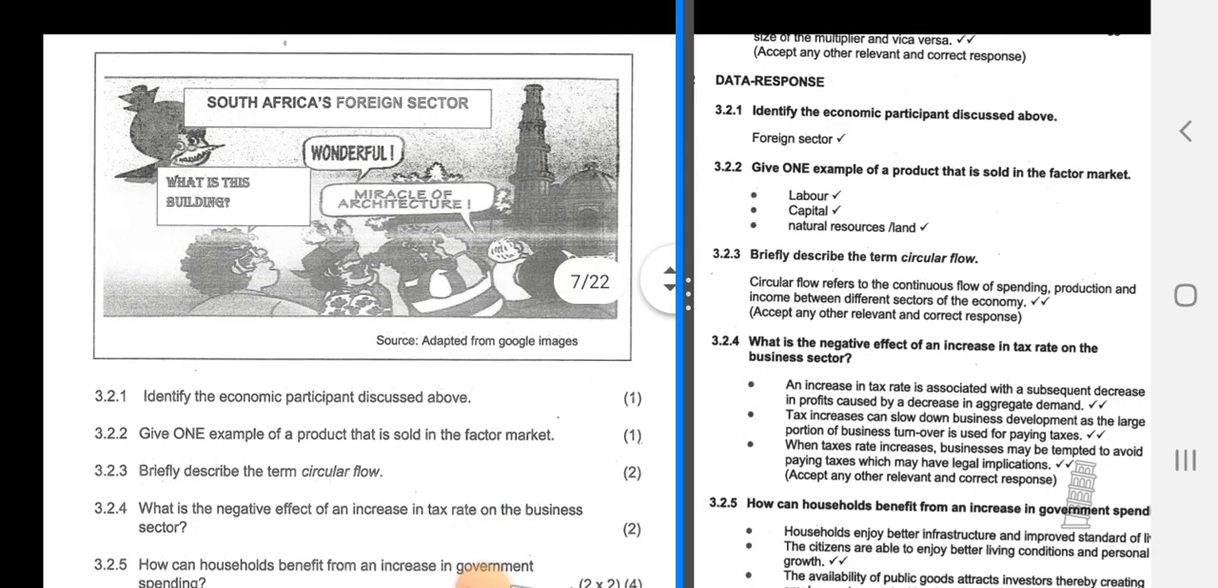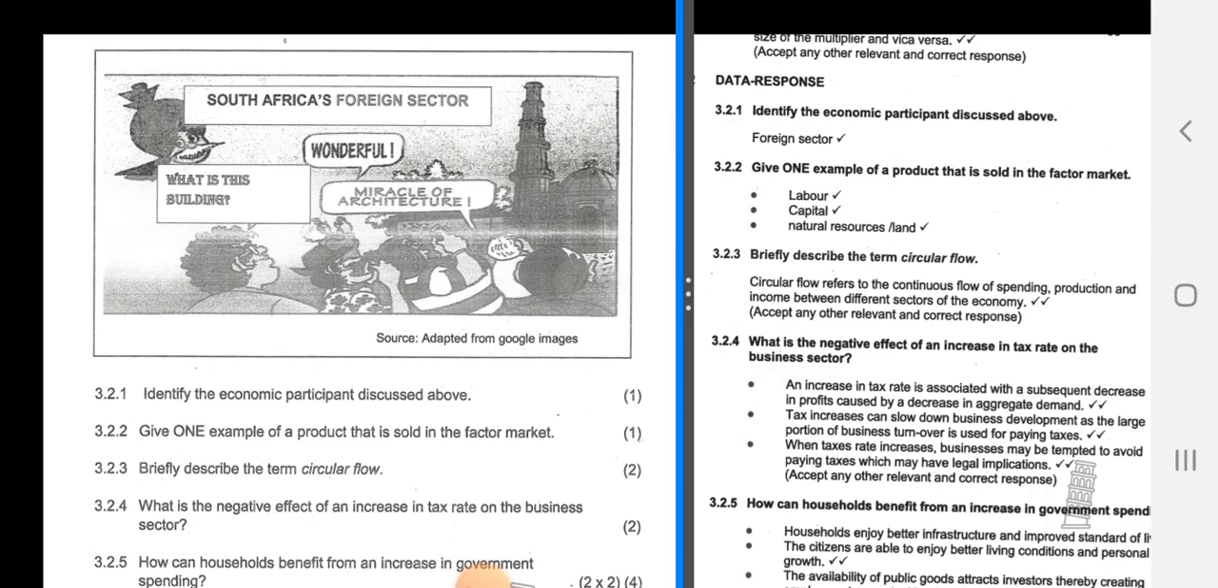So identify the economic participants. Discuss above. Already, foreign sector. You don't even need to think about it twice. The keywords and everything is all in the cartoon.